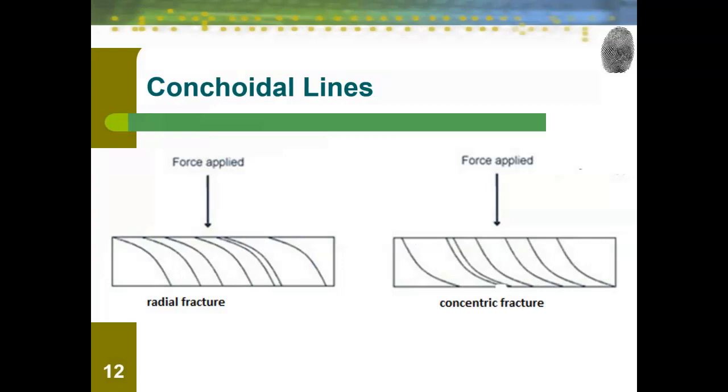Now, we can determine what side the force was applied from by looking for what are called conchoidal lines. Conchoidal lines are what you see if you look at a piece of glass not through the glass, but from the side of a piece of broken glass, looking at it through the thin way. And these are conchoidal lines, these little curves right here.